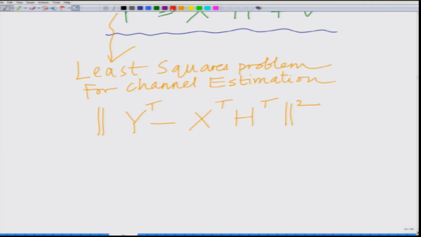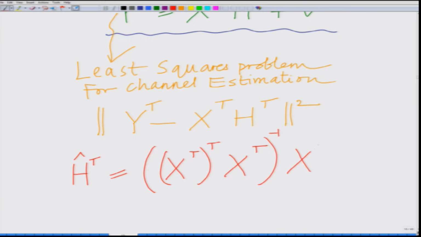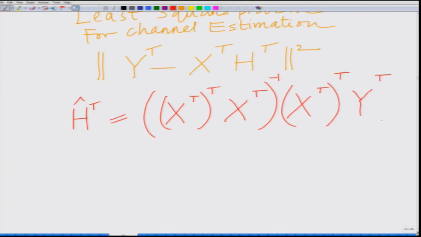So, the corresponding least squares estimate of h transpose, remember we have formulated the problem in terms of the transposes, that is the pseudo inverse of x transpose, which is basically x transpose transpose times x transpose inverse x transpose transpose times basically your y transpose, and that is equal to basically x x transpose inverse x times y transpose, that is the estimate of your transpose of the MIMO channel matrix.